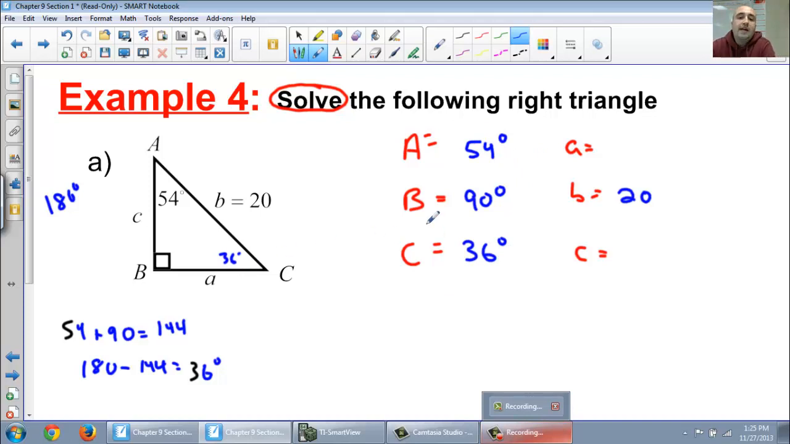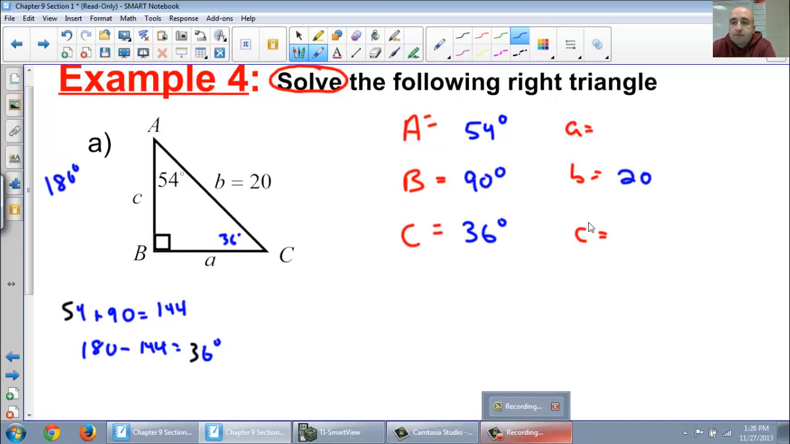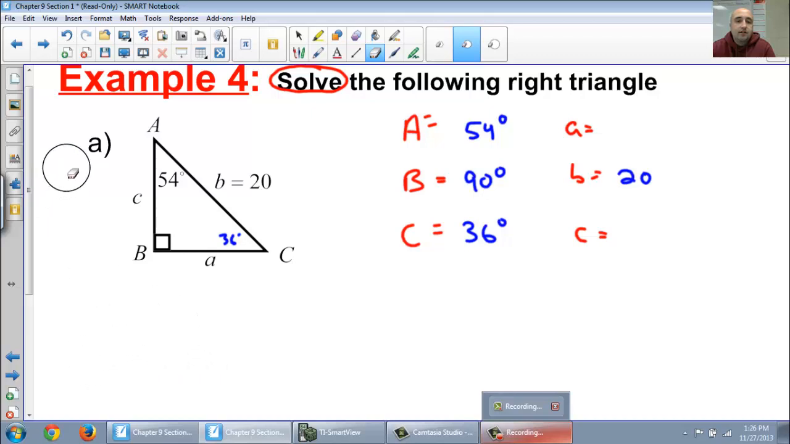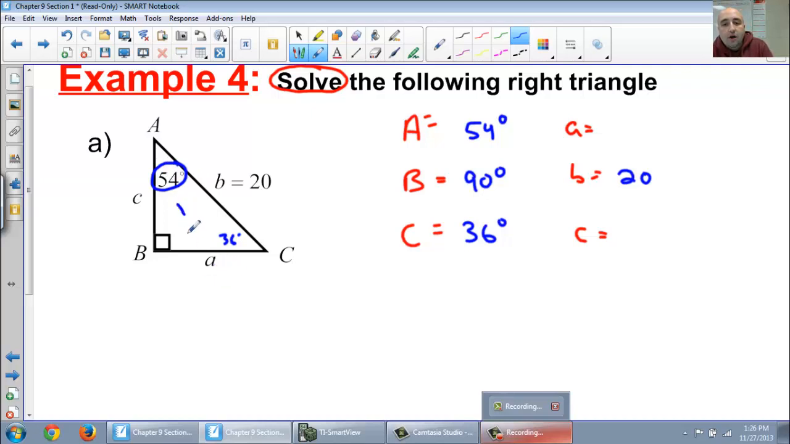Now what we need to do is set up a trig function in order to find one of our other sides. I'm going to get rid of this right here so we don't have any crazy stuff going on. What we're going to do is circle one of our acute angles. It doesn't matter which one you pick. Let's just pick the one that they gave us, 54. Now let's find A. Across from our angle is the opposite, and across from our 90-degree angle is the hypotenuse.